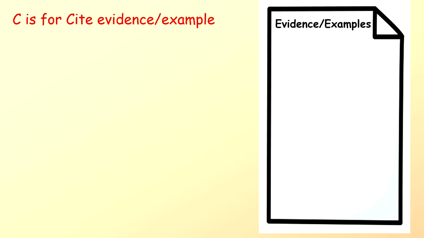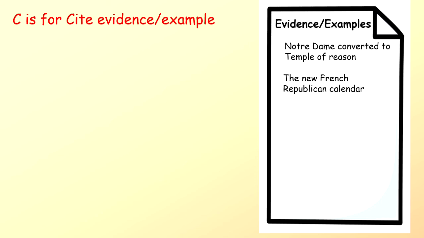So C is for cite the evidence. Remember, evidence and examples, same thing. So if I'm brainstorming some specific examples of de-Christianization, I might come up with this. Notre Dame was converted to a temple of reason, and they held a festival of reason right there in Notre Dame. I might also come up with the new French Republican calendar.